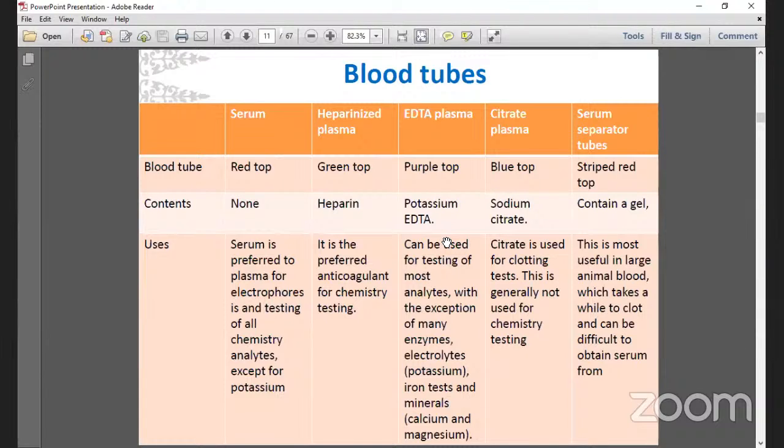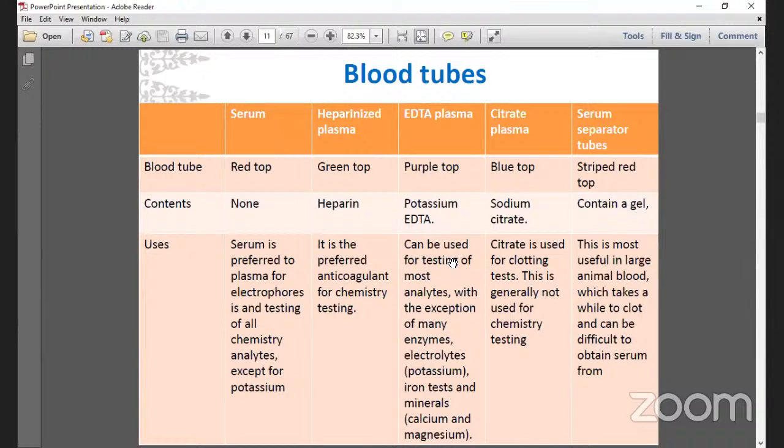So this serum blood tube is preferred compared to plasma for electrophoresis and also testing of all chemistry analytes except for potassium, because potassium will be released more in the serum compared to the plasma during the clotting process. And then for the heparin plasma, it's the preferred anticoagulant for chemical testing compared to EDTA.